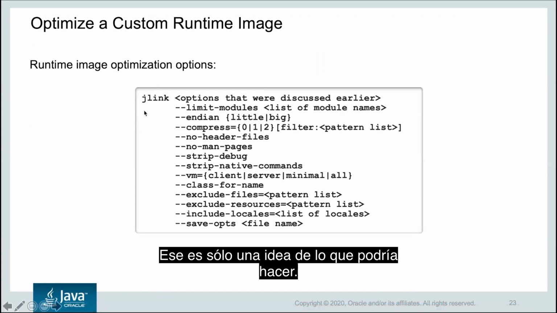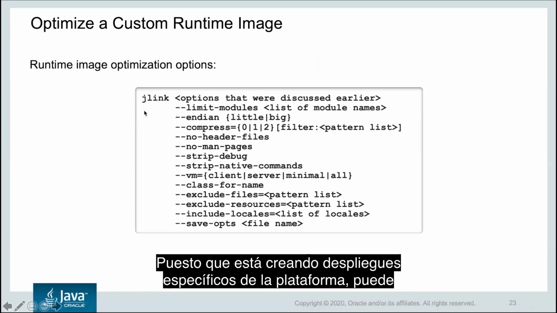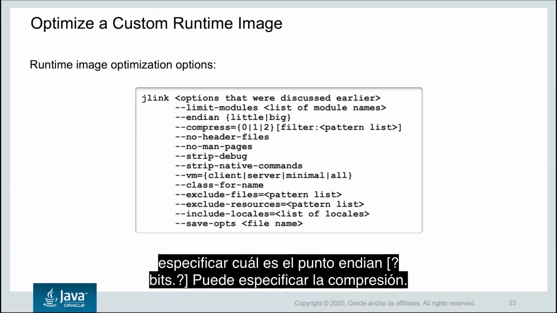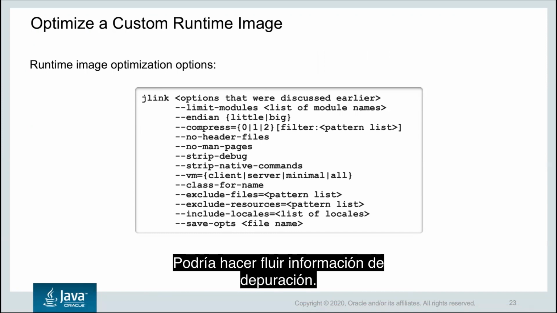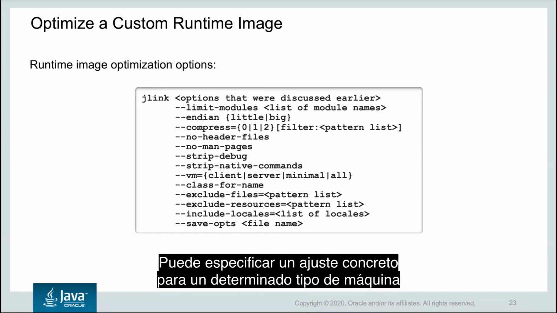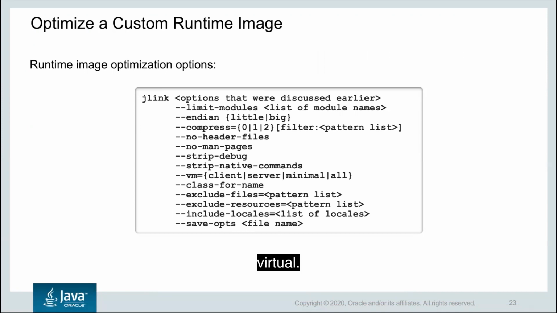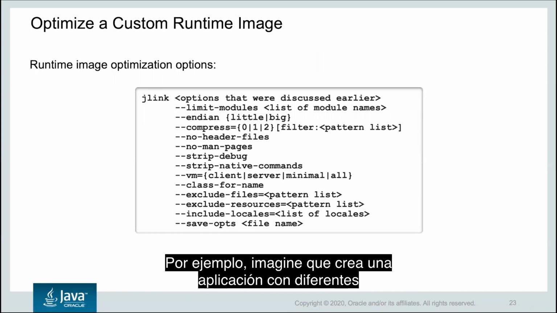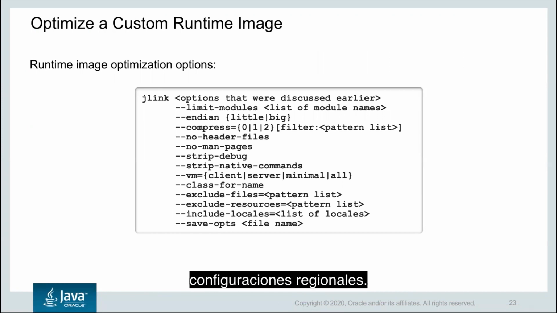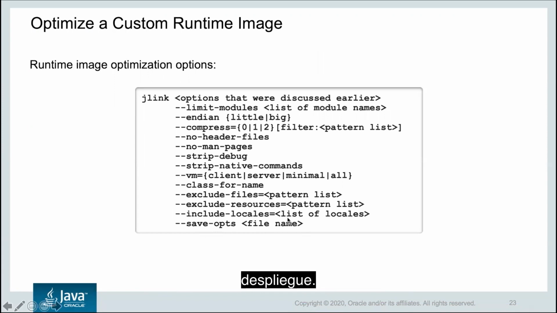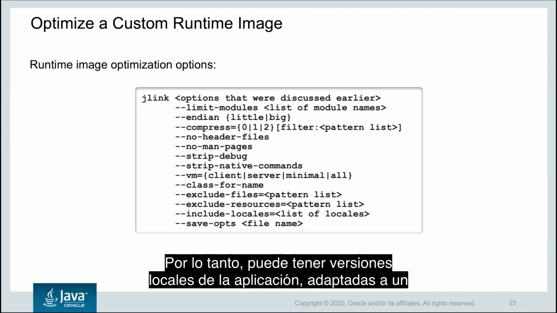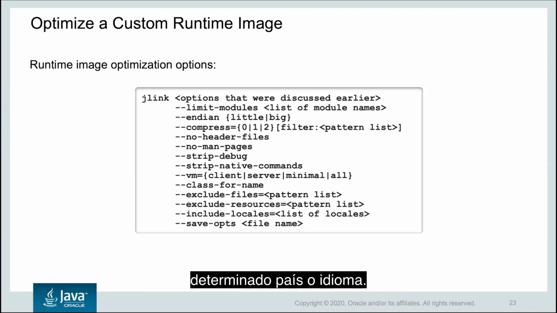Because you're creating platform-specific deployments, you can specify things like the endianness, you can specify compression, you can exclude headers, you can strip debug information, you could specify particular tuning for a certain type of virtual machine. Or for example, imagine that you create an application with different locale support, and you can actually say which locales you want to include into that deployment. So you can have locale-specific versions of the application, just tailored to a particular country or language.